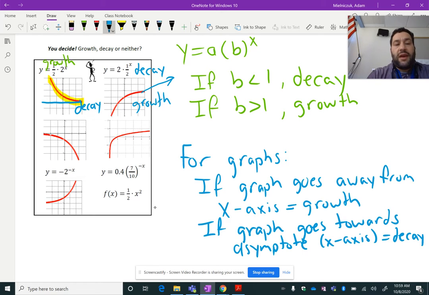Okay, the next one, some students want to say decay because it's going down, but it's getting bigger and bigger and bigger and bigger as it goes down. So because of that, that shows growth.